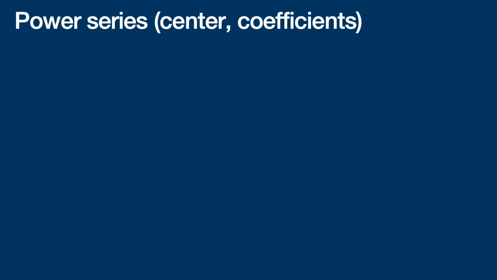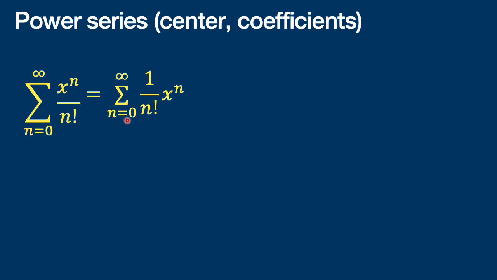Let's have the first example, which is a power series where the center is 0. So look at this power series. This one is a power series because it has powers of x. I'm going to rewrite the power series: 1 over n factorial times x^n. This power series center is going to be 0. That's the formal power series form with center 0.